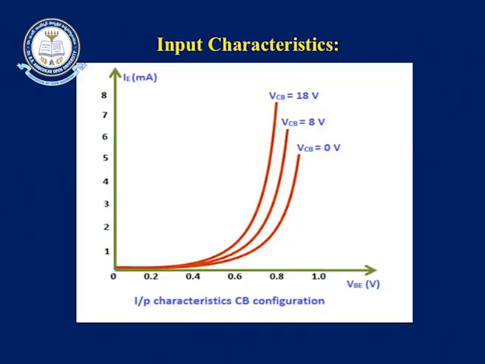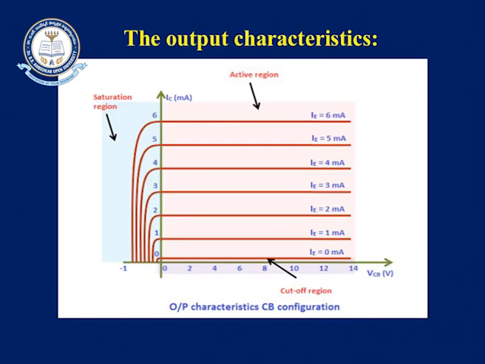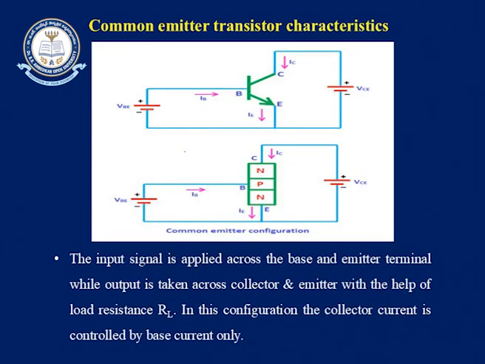So we discussed common base configuration, input characteristics as well as output characteristics. Next we will see the next configuration. What is the next configuration? We have the common emitter transistor characteristics. In common emitter, which one is in the middle? Emitter is in the middle, so I am calling this a common emitter. Again, the description of common emitter, common base, and common collector is almost the same, so the description can be elaborated by seeing the diagram.